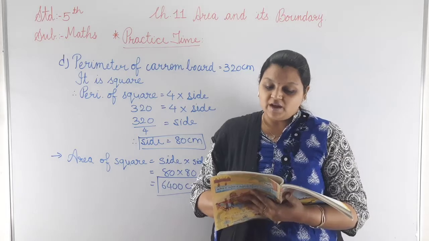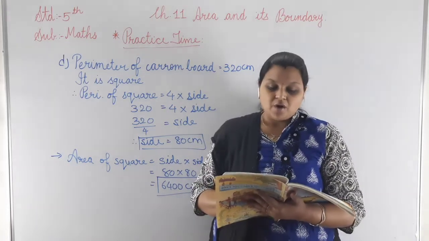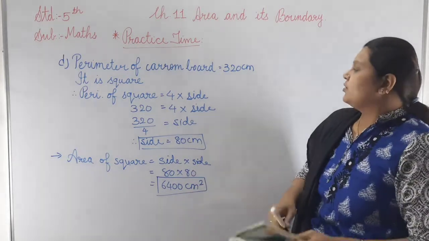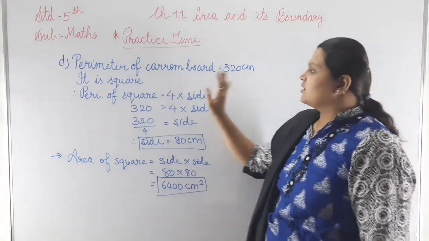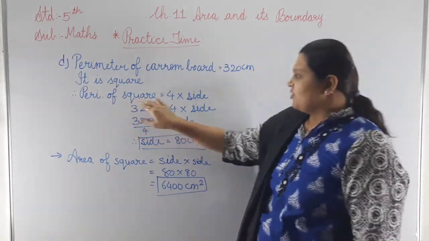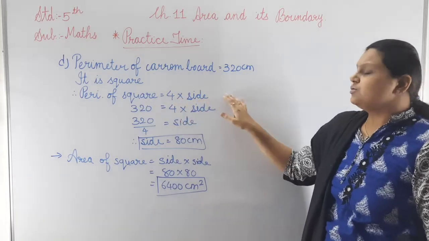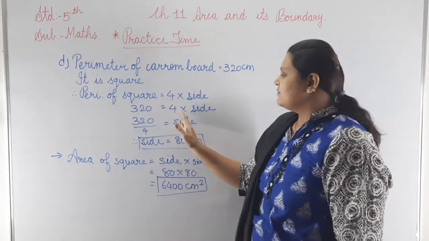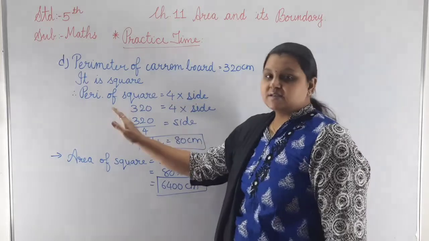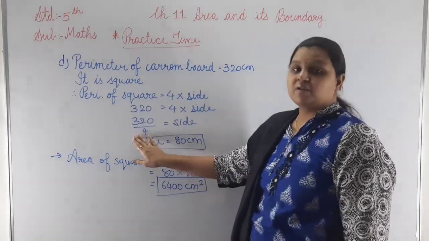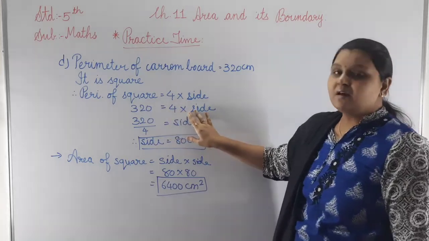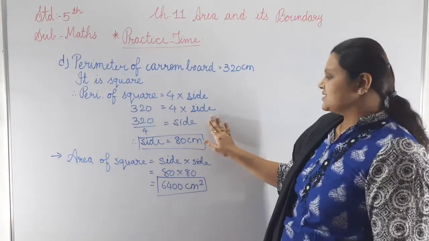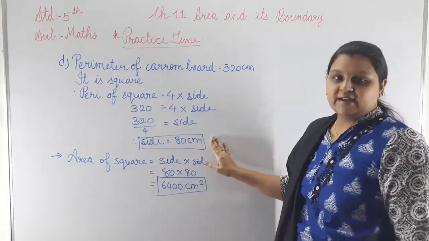A square carom board has perimeter of 320 centimeter. How much is its area? Now, perimeter of carom board is given to you, 320 centimeter. So it is a square. Perimeter of square is equal to 4 into side. 320 is equal to 4 into side. Now here we will shift 4 to the other side. That is, it will go into division relation. Why? Here it is in the multiplication relation. So 320 divided by 4 is equal to side. So side is equal to 80 centimeter.